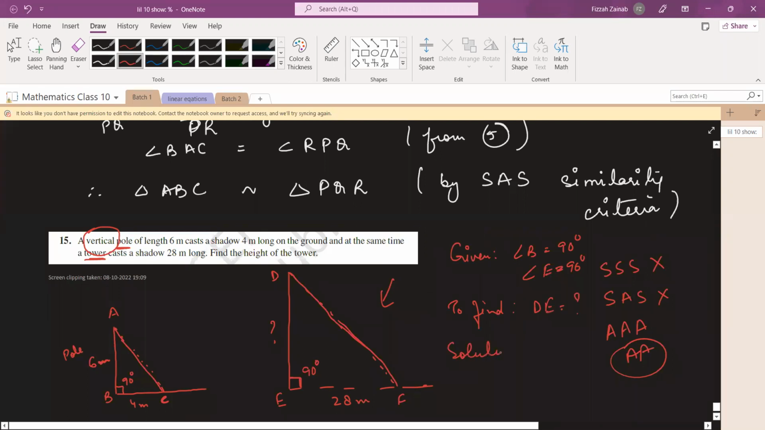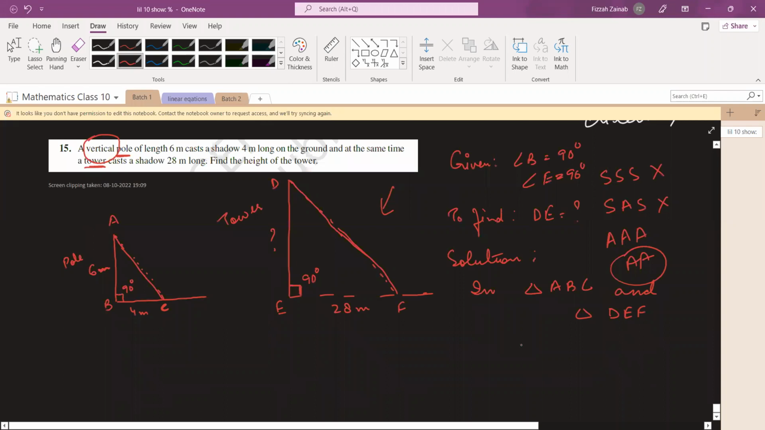So this is easy. Now in these two triangles, in triangle ABC, this is your tower, and this is the pole. In triangle ABC and triangle DEF, let us see what I have. I have angle B equal to angle E, which is 90 degrees. Is there any other angle which is equal here?